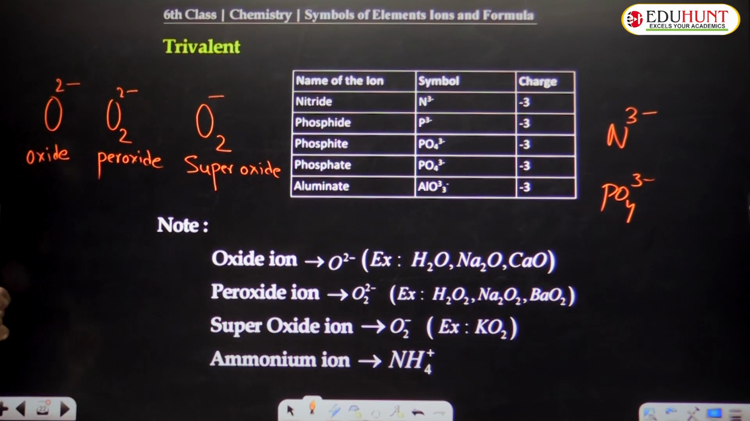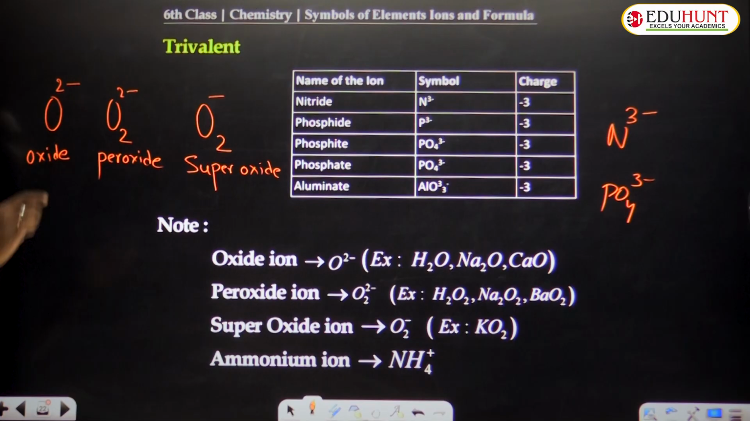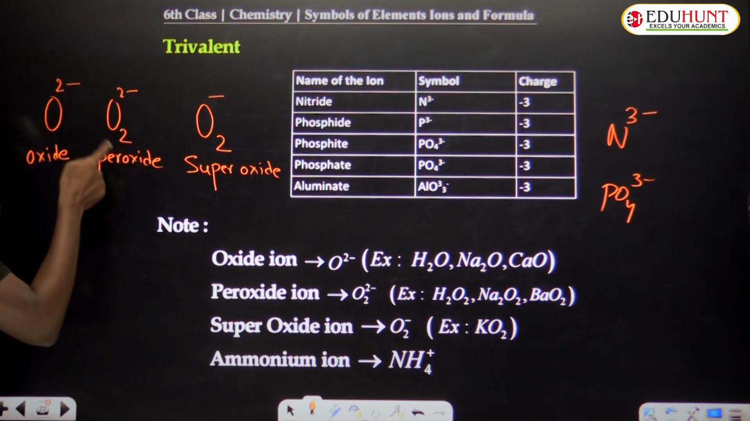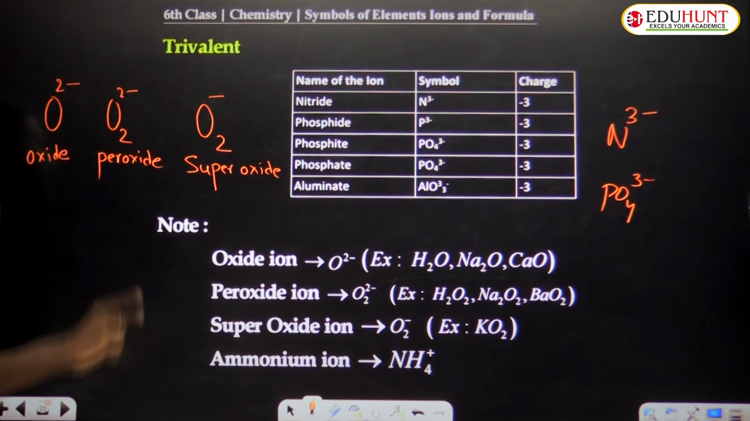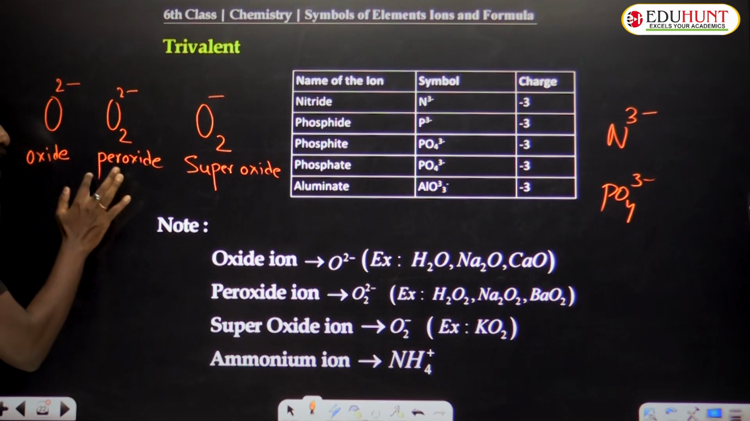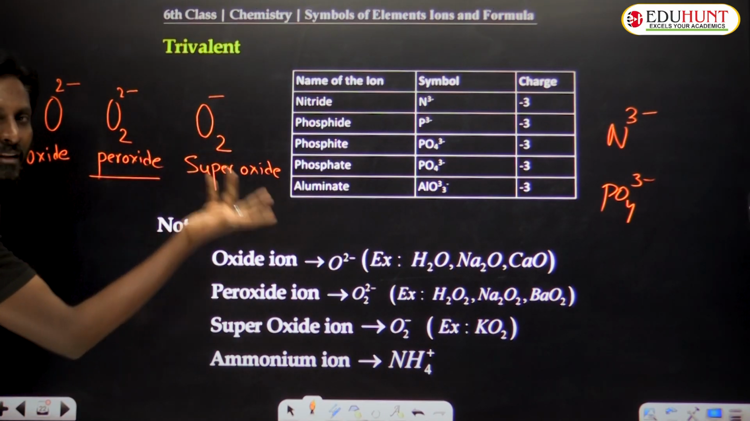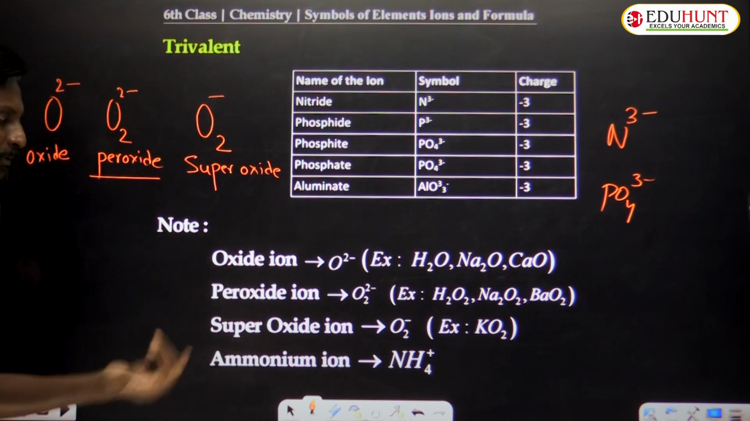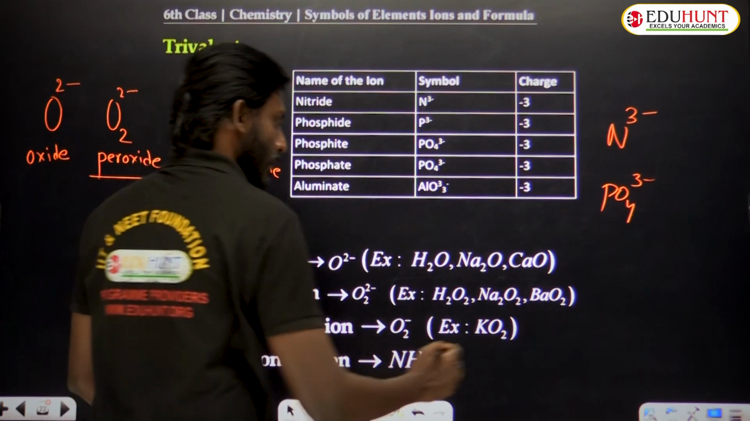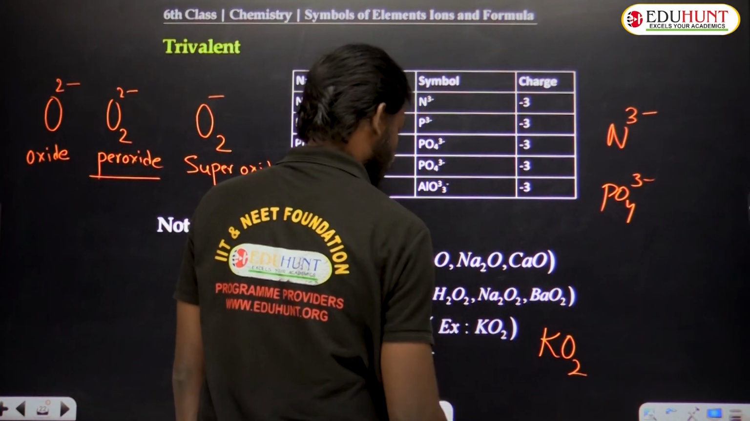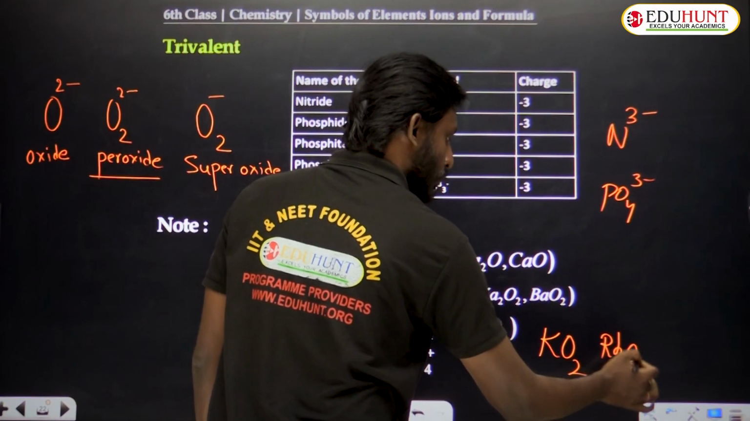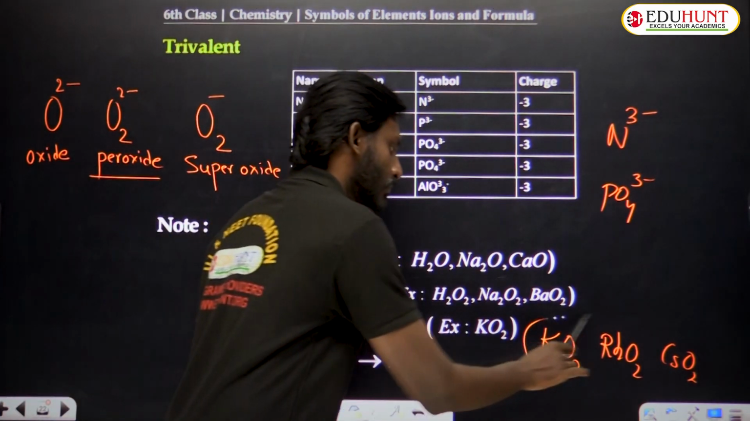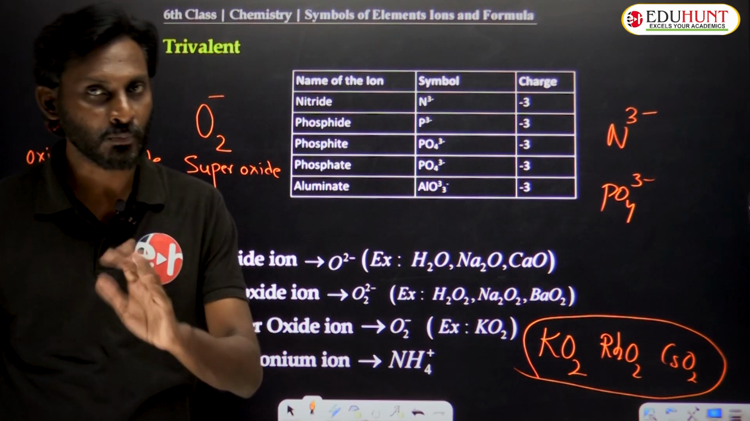Here, one atom gained 2 electrons, that is oxide. Here there are 2 atoms, each gained 1 electron, that is peroxide. And superoxide is very special and very rare also. Only 3 examples you will find in the upcoming classes, like potassium superoxide, rubidium superoxide, cesium superoxide. These are the 3 examples you will find generally for superoxides.